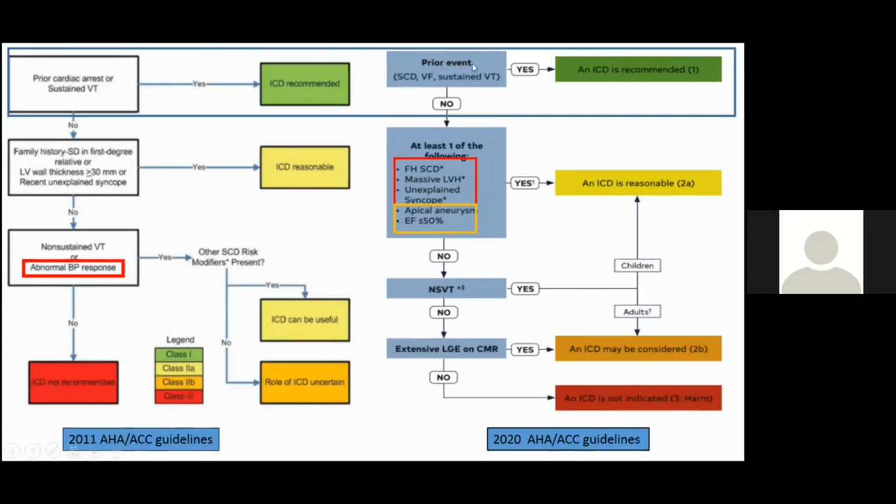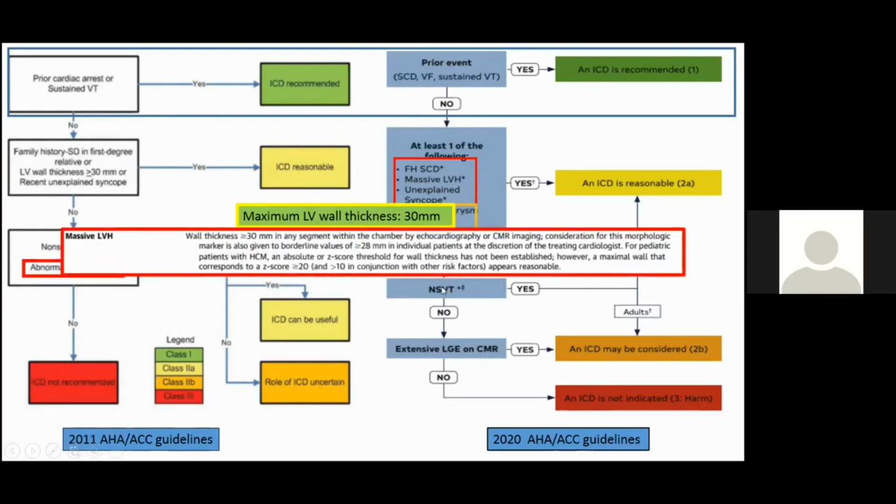Our patient hasn't sustained sudden cardiac death or any malignant ventricular arrhythmias. Our patient has no family history of sudden cardiac death, no unexplained syncope, no apical aneurysm, and no systolic dysfunction. But our patient has a massive LVH with a maximum LV wall thickness of 30 millimeters. Massive LVH is defined by a wall thickness higher or equal to 30 millimeters as measured by echocardiography or CMR.